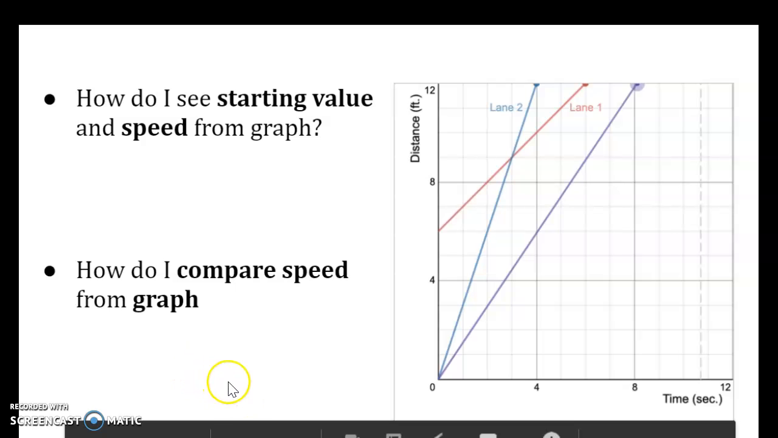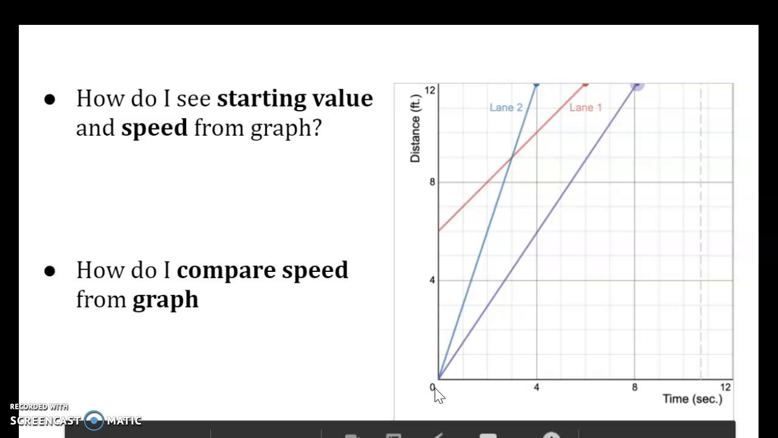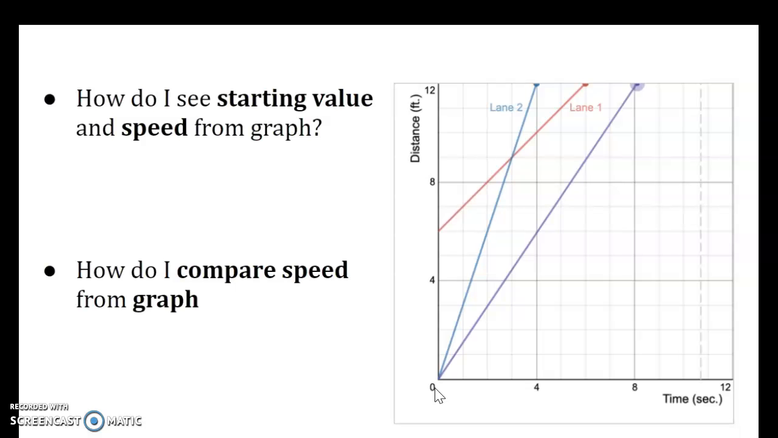So now we're up to how do I see starting value and speed from graph. Starting value is where the turtles are starting. It looks like the lane 2 blue turtle started at 0, the lane 3 purple turtle started at 0, and the lane 1 turtle started at 6.